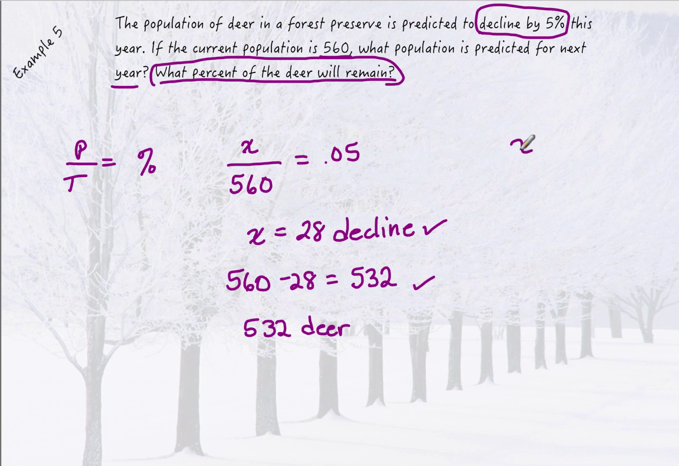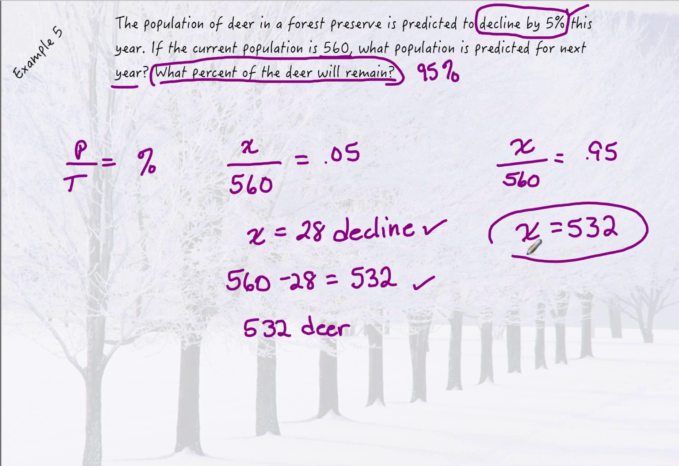Well, I do it this way. There's 560 deer, and it's going to decline by 5%. That means 95% of the herd is still there. And that's right, when you take 560 and multiply it by 0.95, yep, if you take your calculators out, you'll find out that X equals 532. I get right to my answer. So 95% of the herd will remain. And that's 532 of the little deers. Haha.